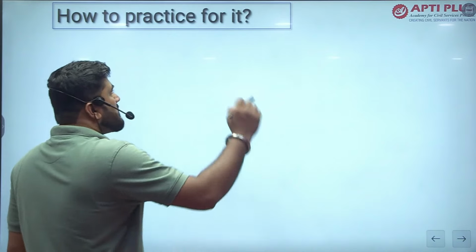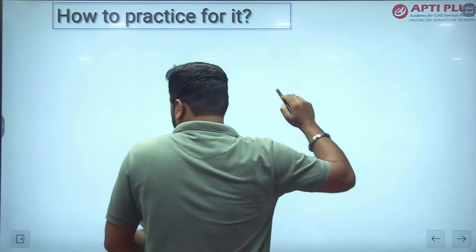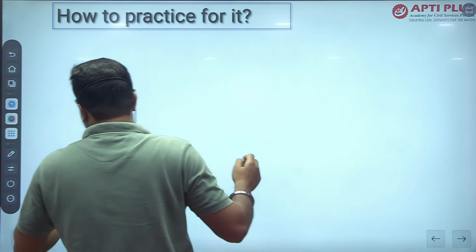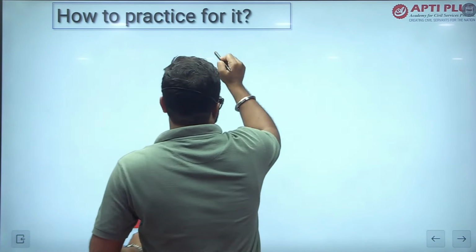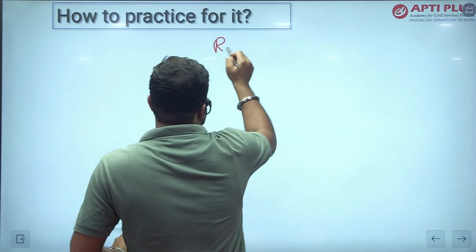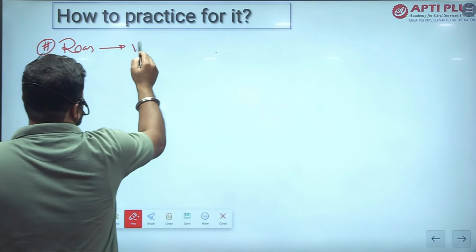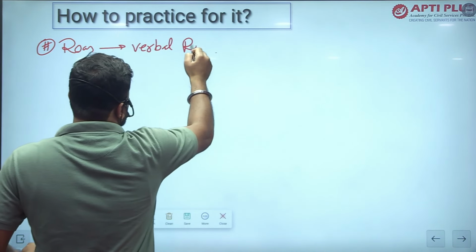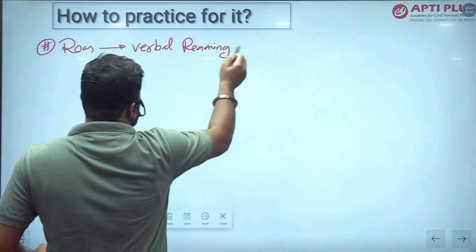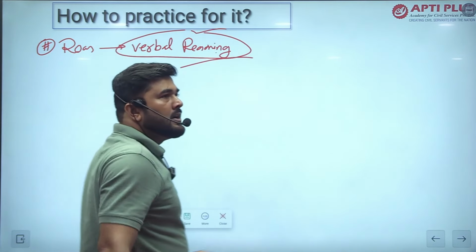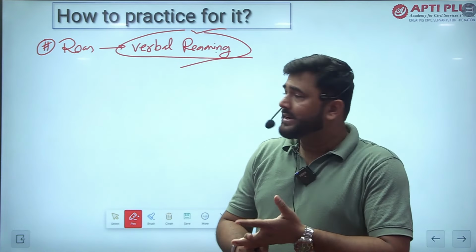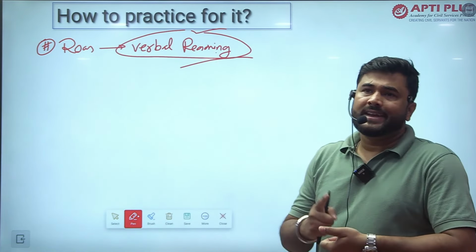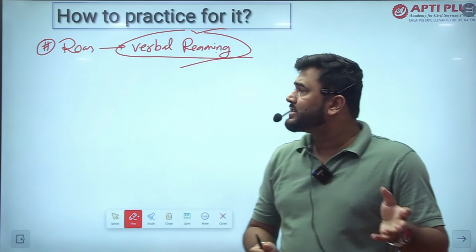In the CSAT paper, we have 3 sections: reasoning, maths and English. In the reasoning section, we basically get verbal reasoning questions, like direction, distance, order, ranking, puzzles, and coding-decoding. Inequalities are asked very few times.